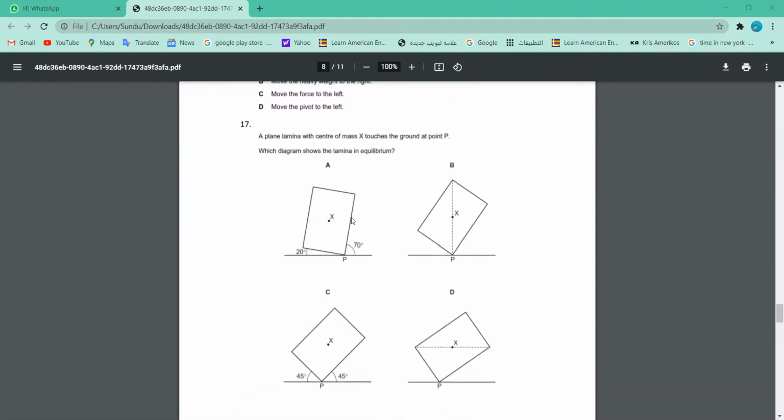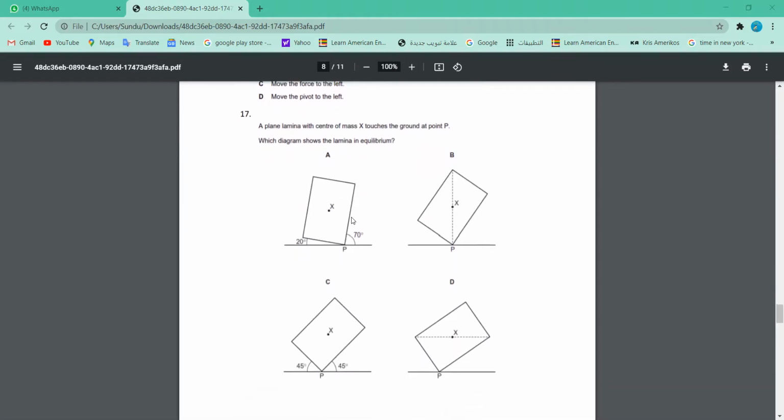Okay, question number 17. A plane lamina with center of mass X touches the ground at point P. Which diagram shows the lamina in equilibrium? Okay, also pay attention to the word lamina. What is a lamina? A thin sheet, a thin layer, is called a lamina. So remember, this method is good for thin plain sheets, or anything which is flat, like a thin sheet. Which diagram shows the lamina in equilibrium?